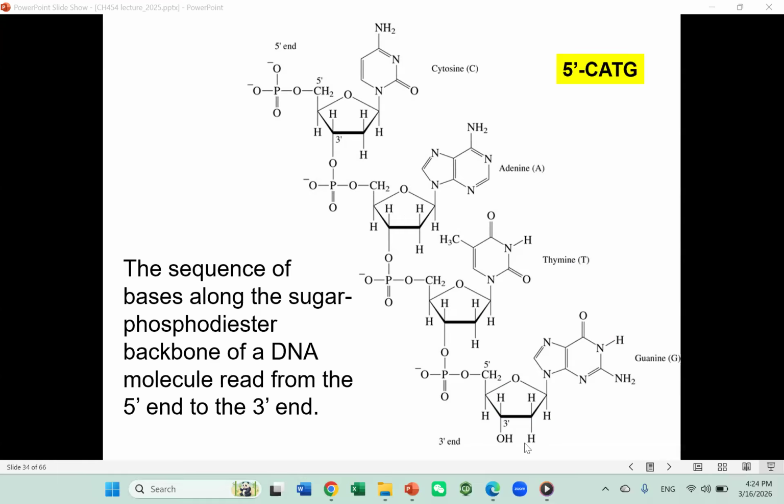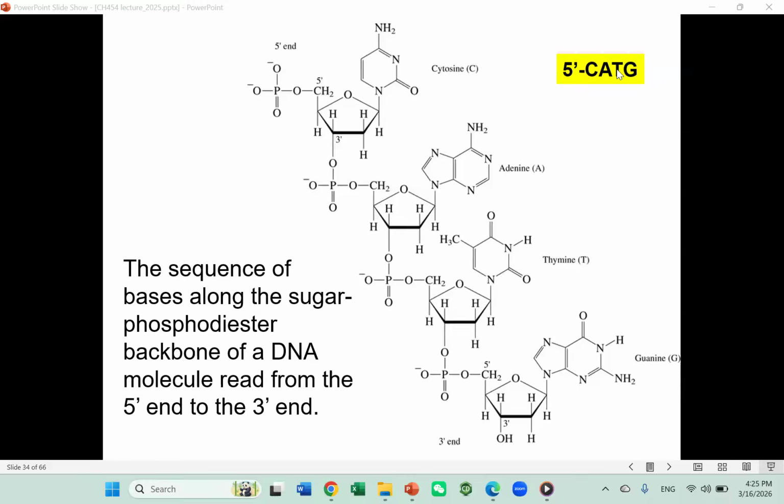For example, this is a very short DNA, CATG. That indicates the 5 prime end is C, and it ends at G at the 3 prime. Quite often people even ignore the 5 prime and just write CATG. You have to keep in mind that the strand starts from the 5 prime.